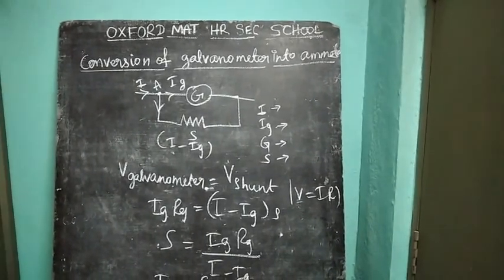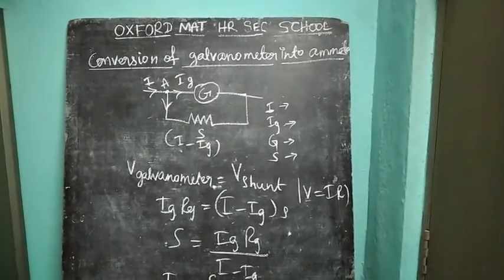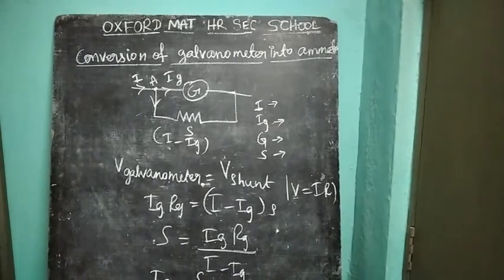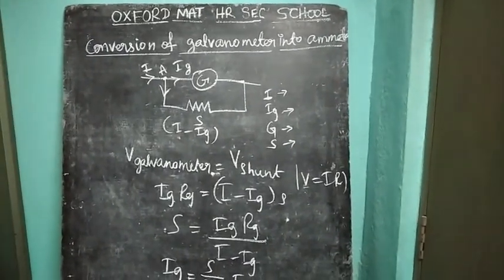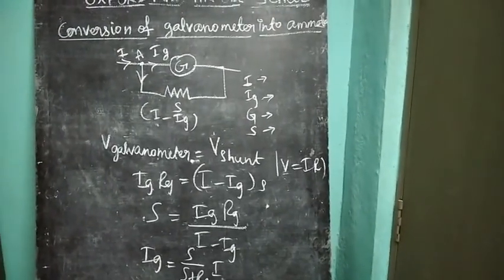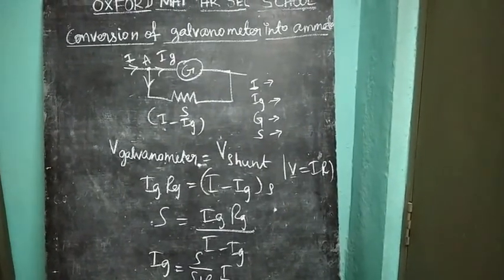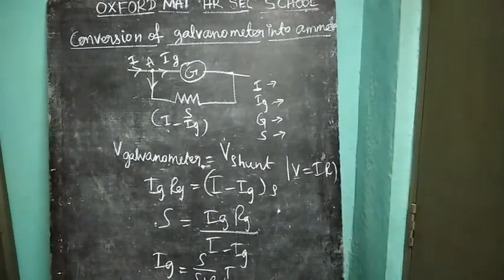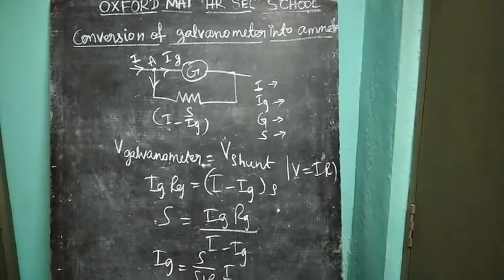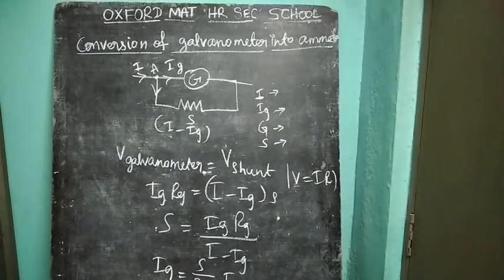When current flows through the galvanometer, it develops a potential difference, and likewise a potential difference develops across the shunt resistance. Applying Ohm's law, V equals IR. The galvanometer and shunt resistance are in parallel, so the potential difference is common and equal. So the potential difference across the galvanometer is equal to the potential difference across the shunt resistance.